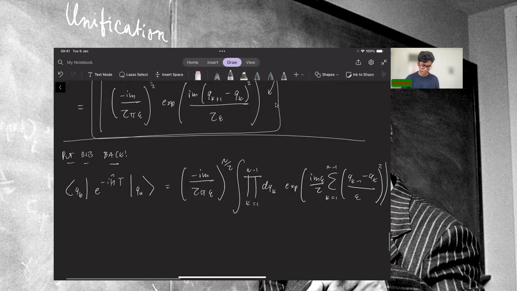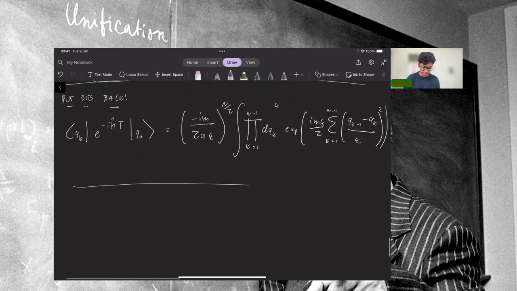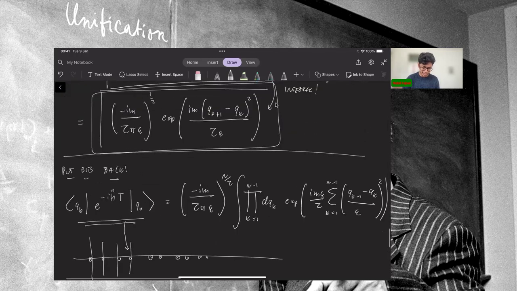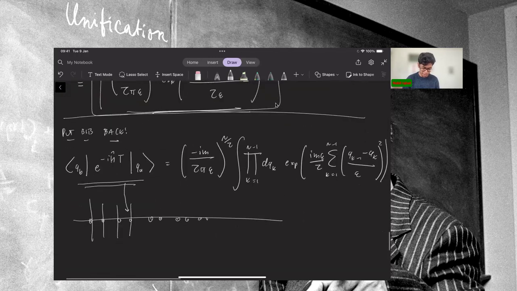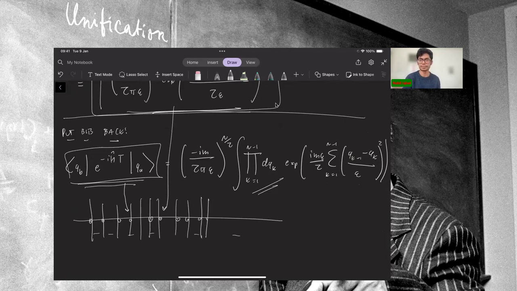So let me just remind you again what we did, because it's been a bit of a long calculation. We had our time. We split time up into many chunks. Over each chunk, we inserted a complete set of states. So we had one product that looks like this in each of these little chunks. We took the product over all those together, and we got the final answer. And we're still doing one integral over q at each of these chunks. Okay, that's what we're doing.